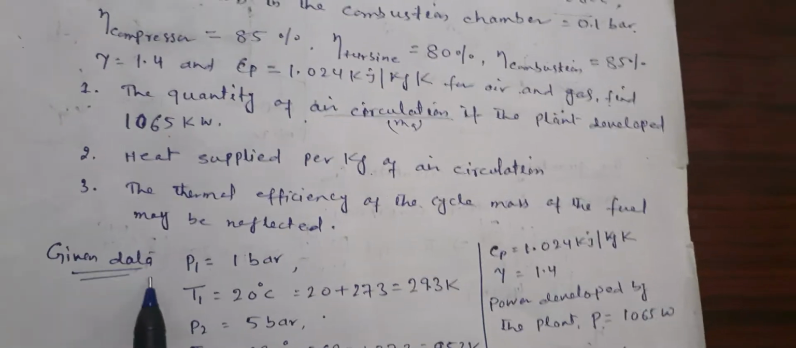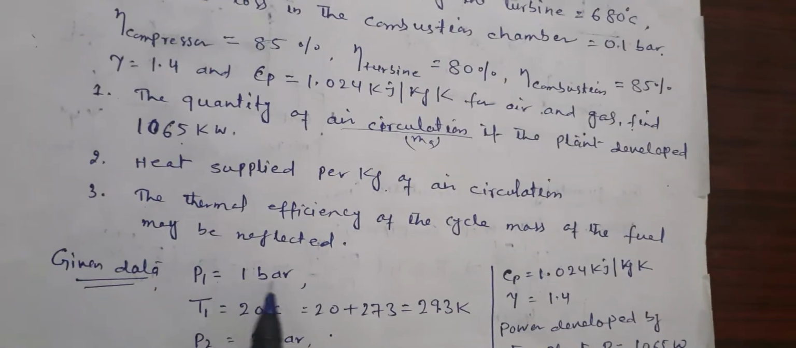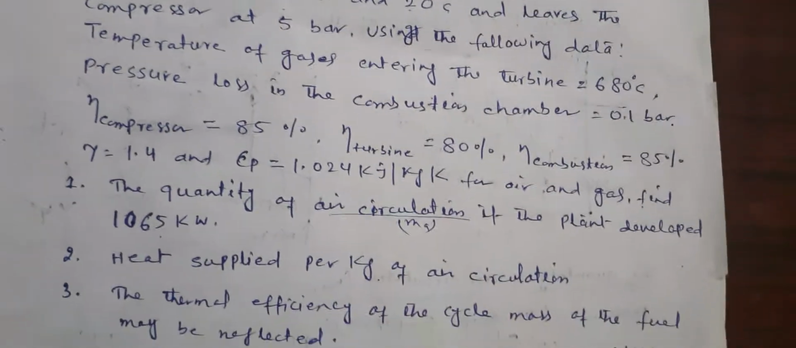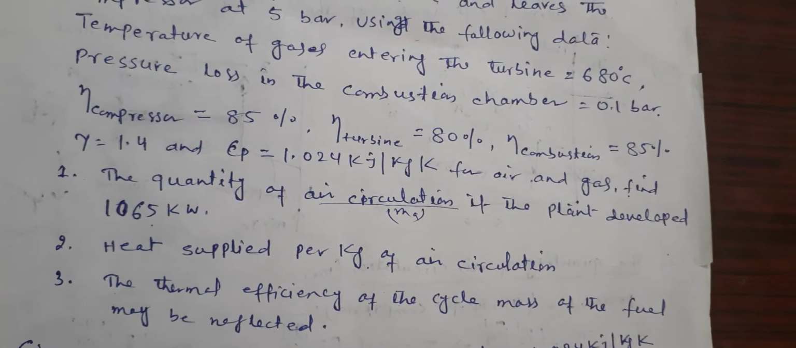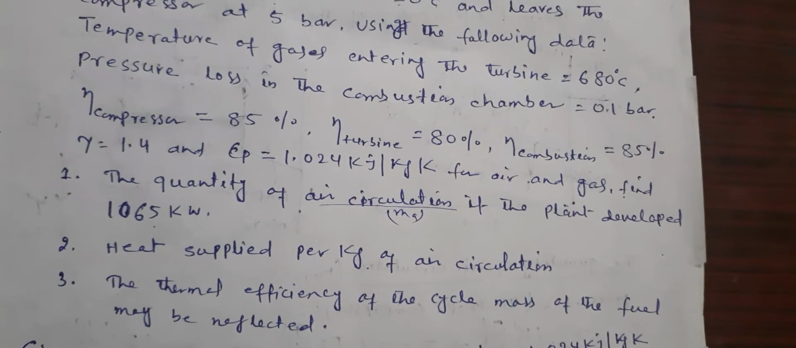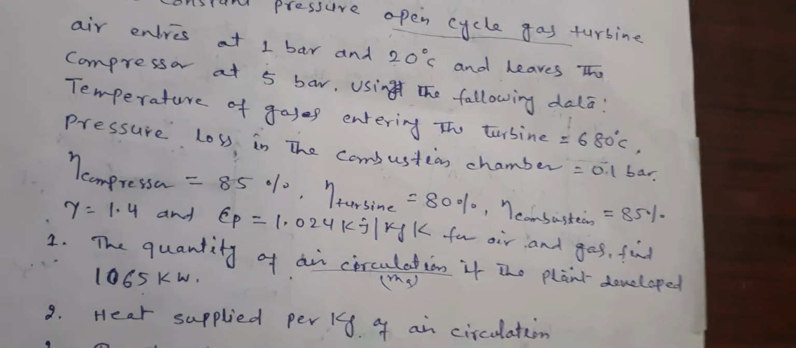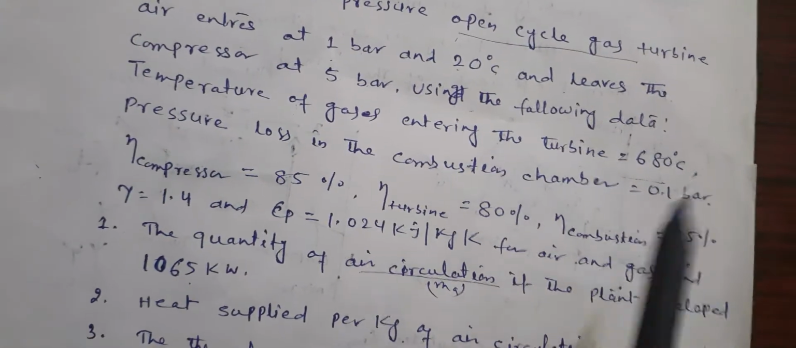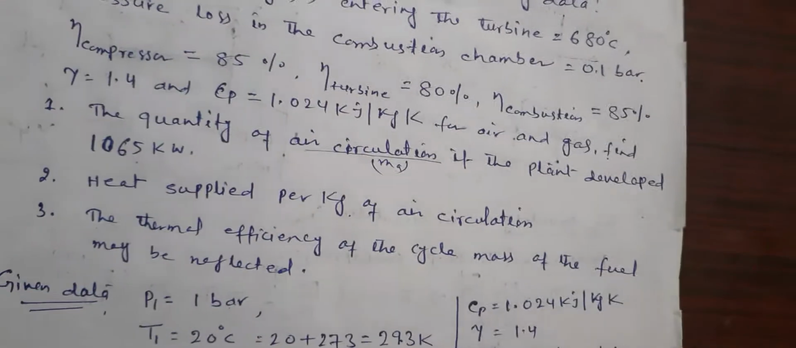See, here is what is already given: the pressure P1 is 1 bar, and the temperature is 20 degrees Celsius. Convert into Kelvin: 20 plus 273, that is 293 Kelvin. And the pressure P2 is 5 bar. T3 is the highest temperature, that is the temperature of the gas entering the turbine.